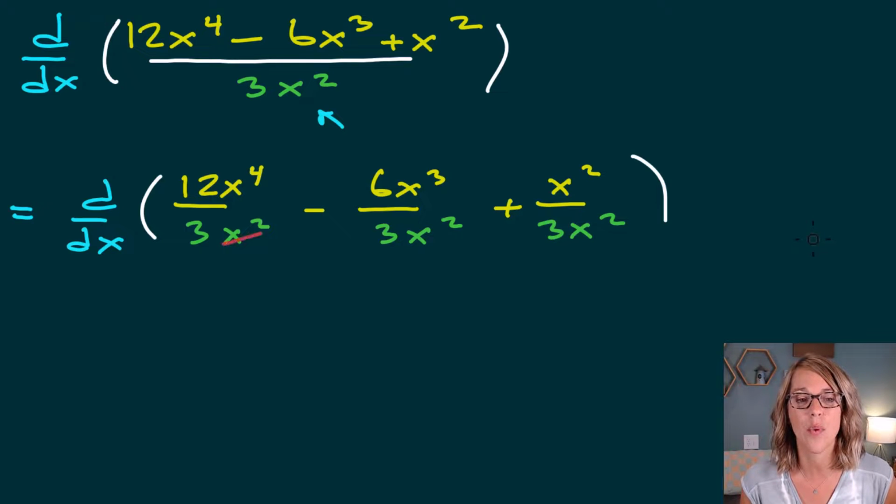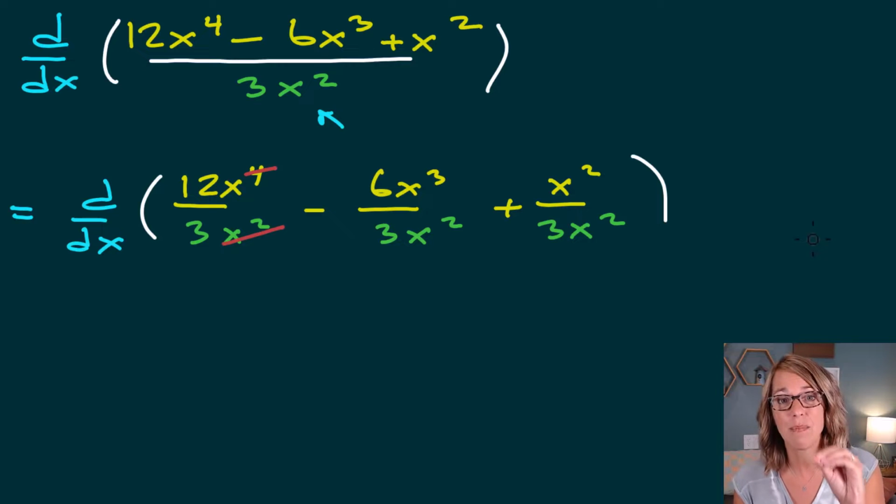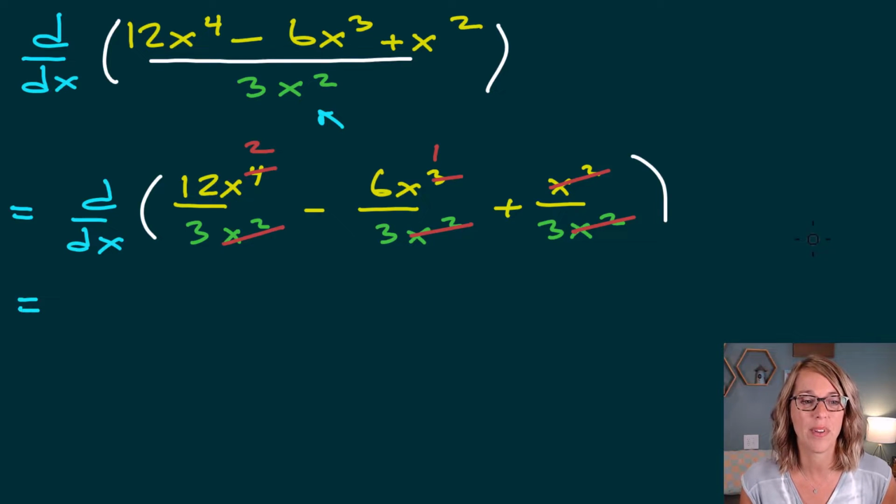So the x squared cancels with the x to the fourth. There were 4 of those. It leaves me with 2. X cubed, there are 3 of the x's. I'm going to cancel 2 of those, so I'm left with a single x there. And then the x squareds completely cancel. Let's take a look at what our polynomial looks like now.